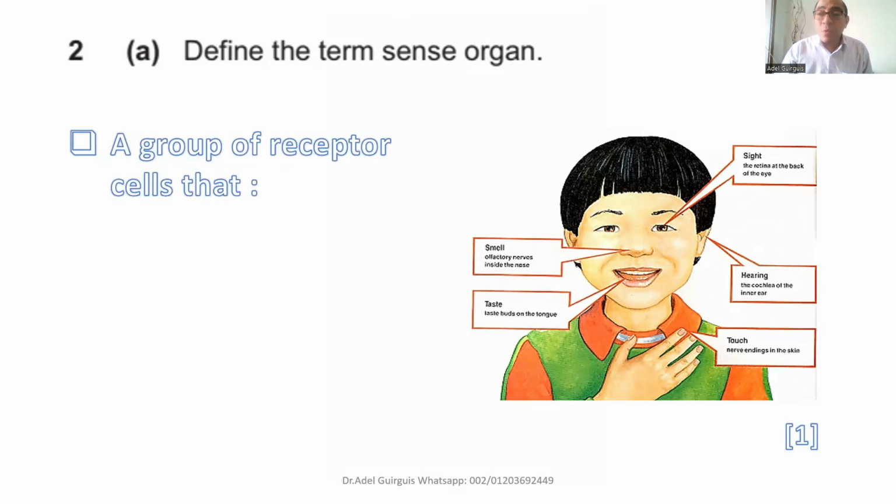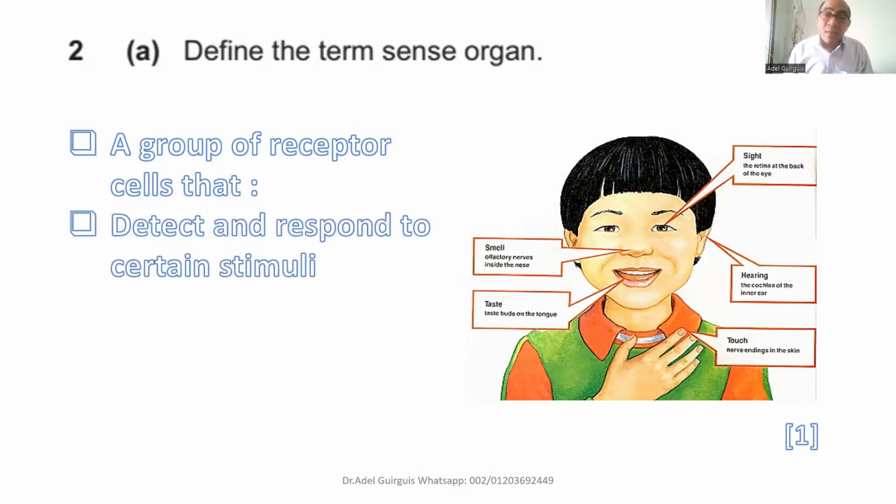Because they contain a group of receptor cells, endings of sensory nerves. The group of receptor cells detect and respond to certain stimuli. They detect change in external or internal stimuli, like sensation of hotness, coldness, pain, touch, pressure, or chemicals like in the nose, and so on. A group of receptor cells that detect and respond to certain stimuli.